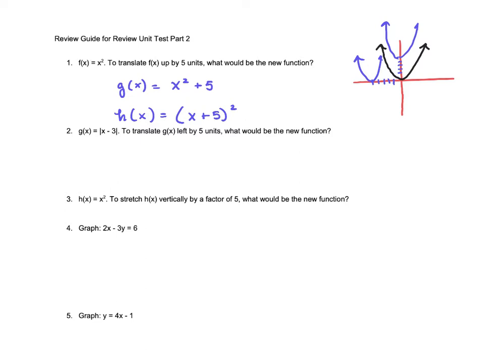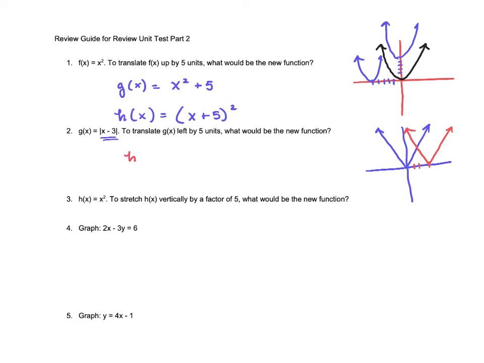Number 2, I've got g of x, but it's an absolute value function. If you remember absolute value functions, the parent function just makes this nice V shape. This guy, because inside the absolute value function he's got x minus 3, moves to the right by 3. So the actual g of x function would look just like the one I just drew, but shifted to the right by 3. In this question, they're saying move that red function, absolute value of x minus 3, left. So to move him left, I have to add inside the function.